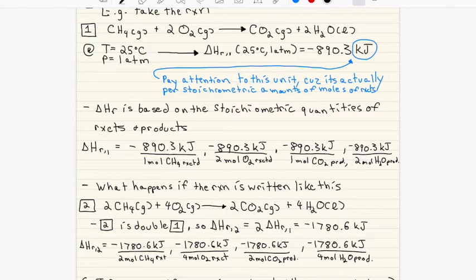So we looked at how the stoichiometric amounts in the chemical reaction formula affect delta H of R. Let's now look at how the phases affect delta H of R. What I want you to think of now is what happens when I write the chemical reaction like this.